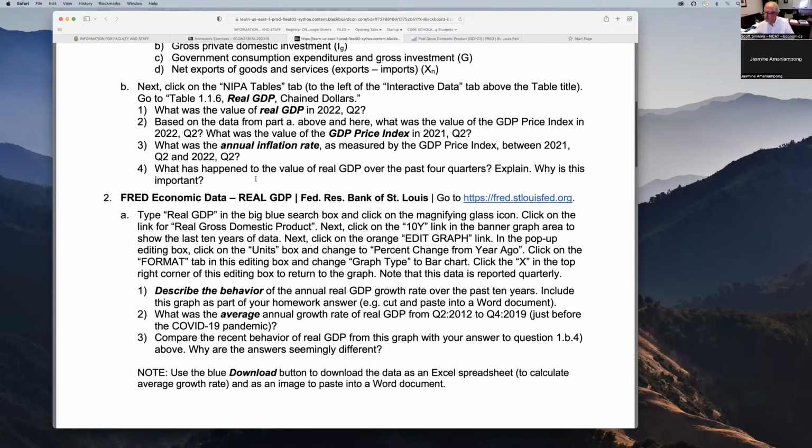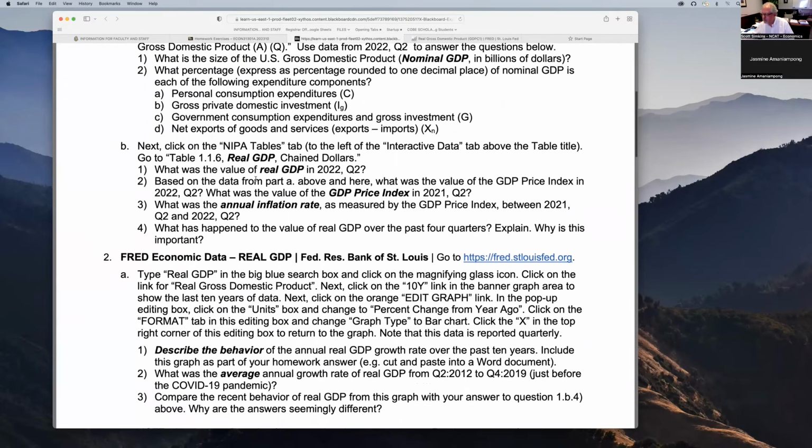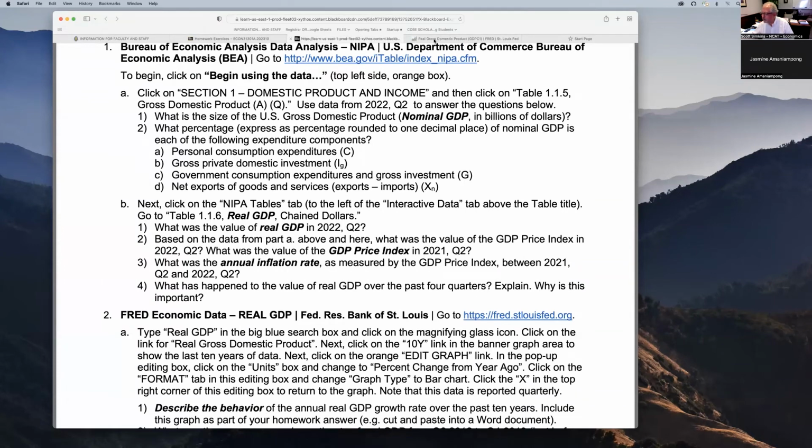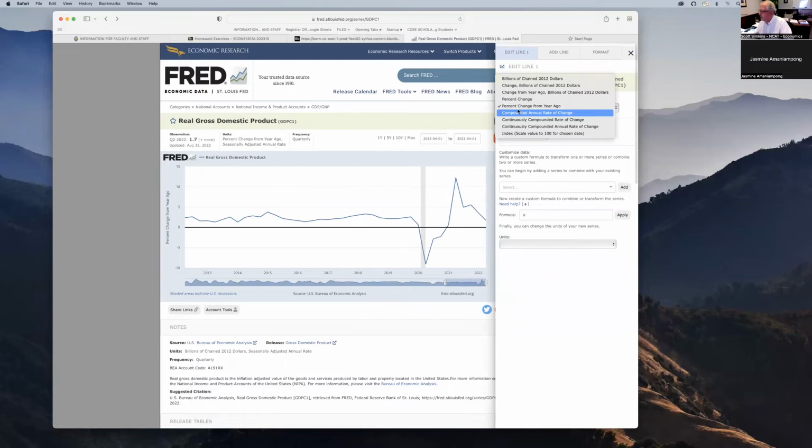Okay, so for 1B4: what happened to the value of real GDP over the past 4 quarters? Explain why. I put that it had grown. So you don't have to have a question mark at the end of that. Okay. So let's go back with FRED. This shows growth rates, right? Now let's go back and just show it, not percent change, but just the actual data.